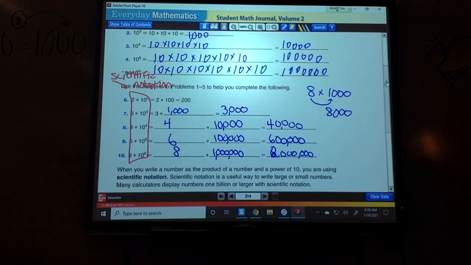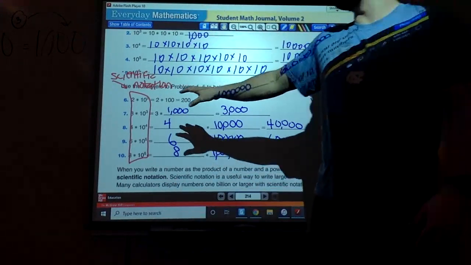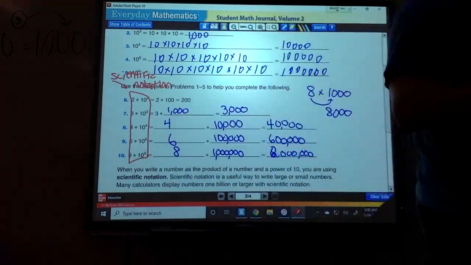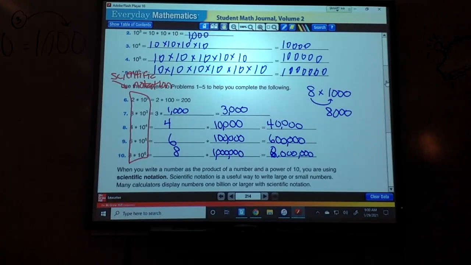Or if we're going to talk about blood cells in the human body. A lot. We don't want to write 20 zeros every single time we deal with those numbers. So scientific notation is a way to shorten that and add the zeros in a condensed version.